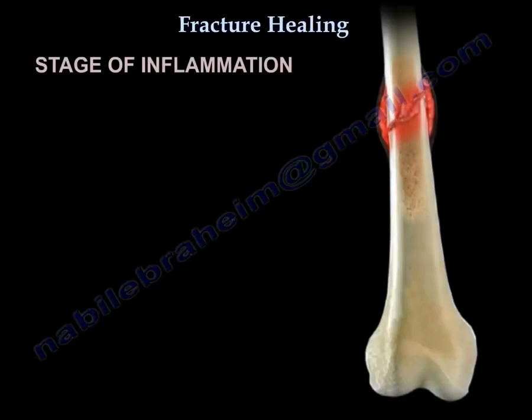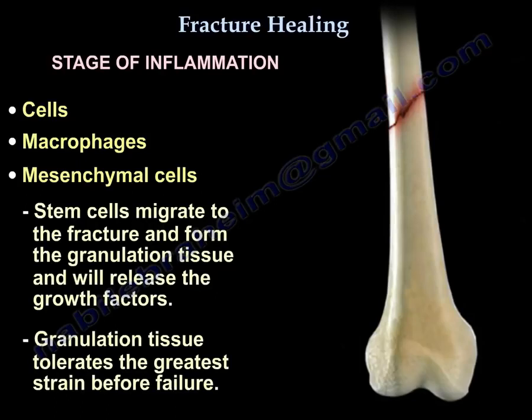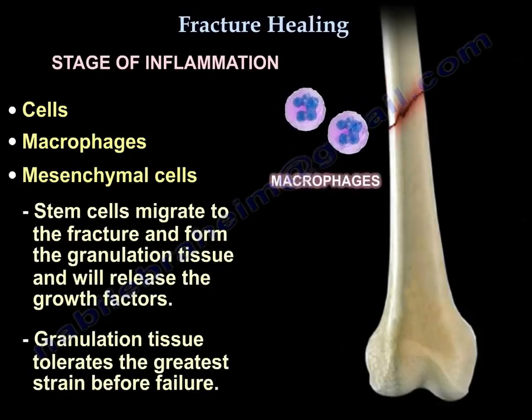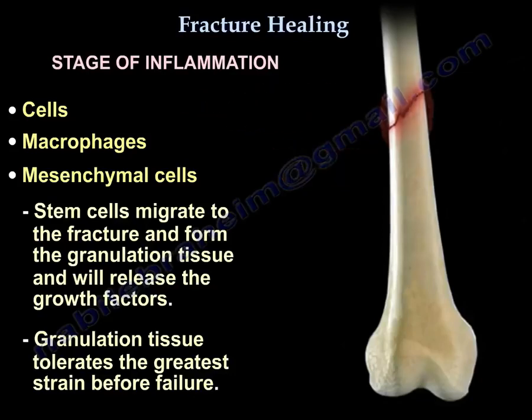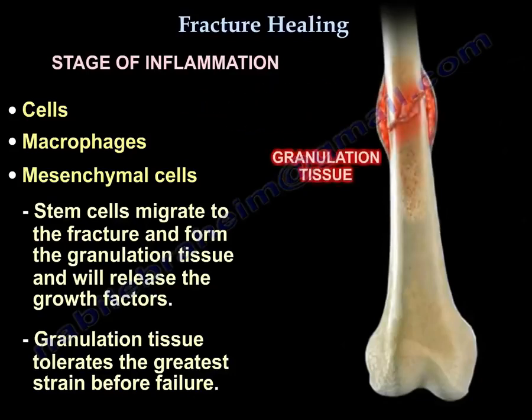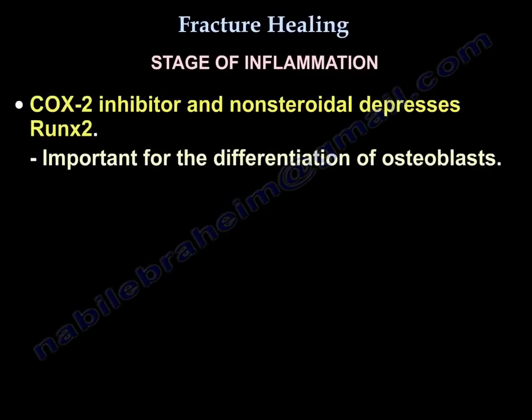Then the stage of inflammation comes. The cells, the macrophages, the mesenchymal stem cells, migrate to the fracture, form granulation tissue, and release growth factors. Granulation tissue tolerates the greatest strain before failure. COX-2 inhibitors and non-steroidal anti-inflammatories affect Runx2, which is important for the differentiation of osteoblasts.